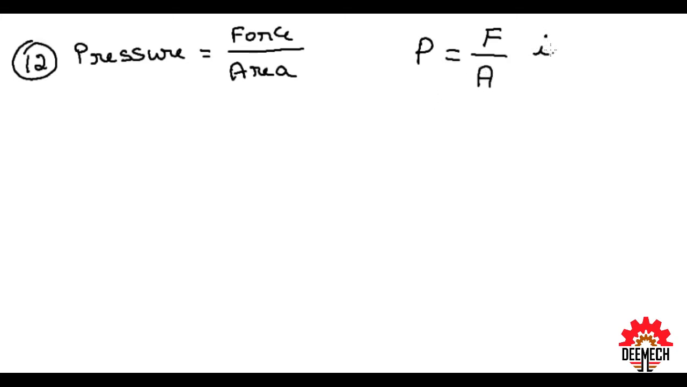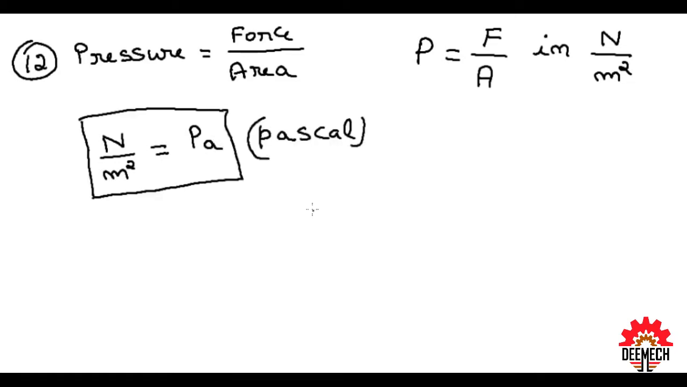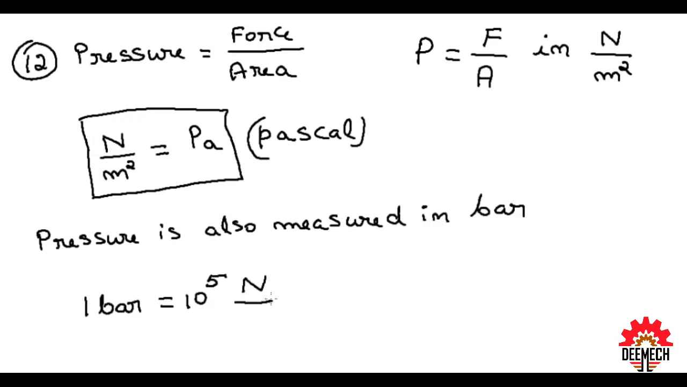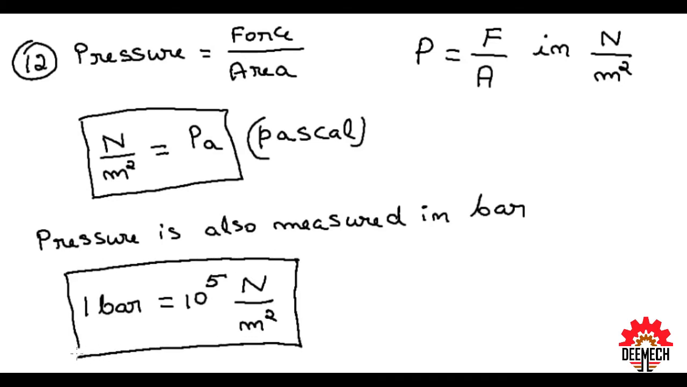Here the unit of force is Newton and the unit of area is meter square. Therefore the unit of pressure is Newton per meter square. Also Newton per meter square is equal to Pascal. So writing Newton per meter square is same as writing Pascal. Pascal is written as Pa. Also there is one more unit for pressure, that is bar. 1 bar is equal to 10 to the power of 5 Newton per meter square. So the pressure can be measured in Newton per meter square or Pascal or bar.